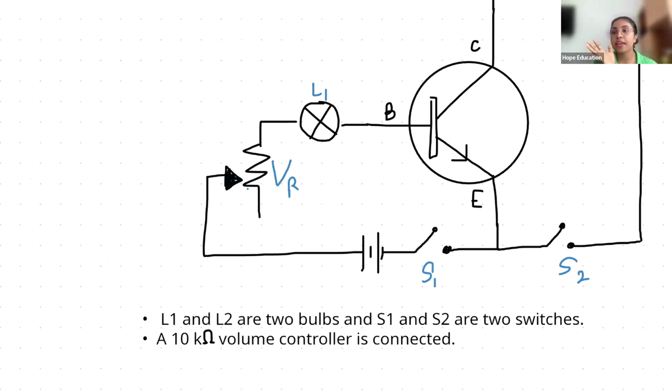Now do you all remember what a variable resistor is? What do you remember about a variable resistor, which we learned in grade 10 under types of resistors? You have the fixed value resistor, the variable resistor, the light dependent resistor. So what is a variable resistor? In very simple terms.